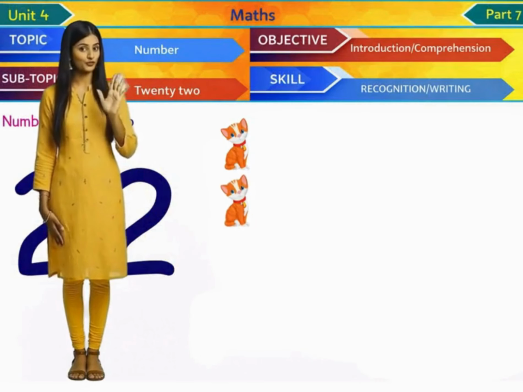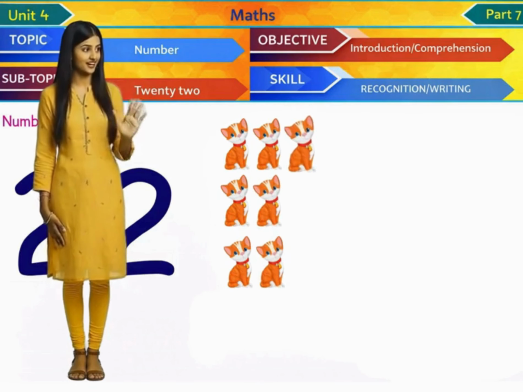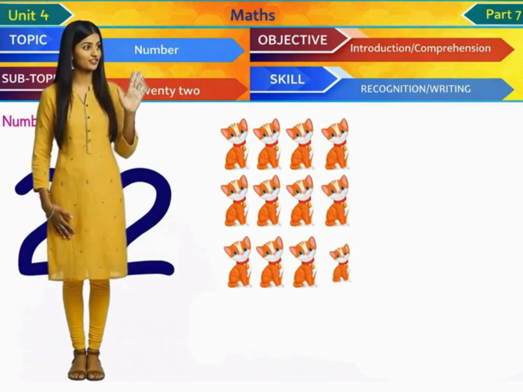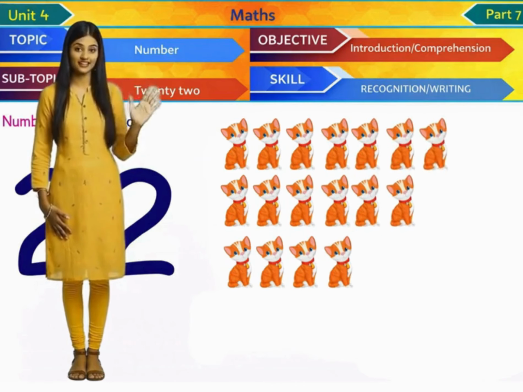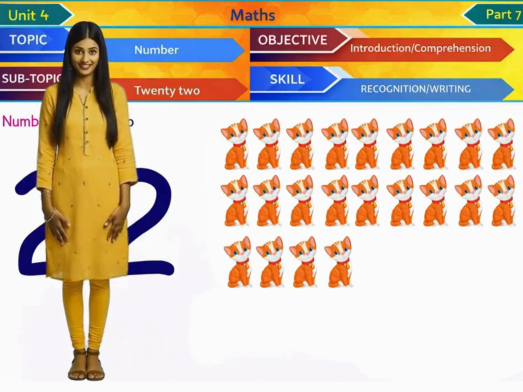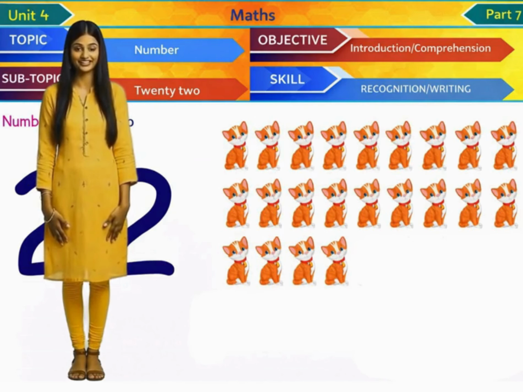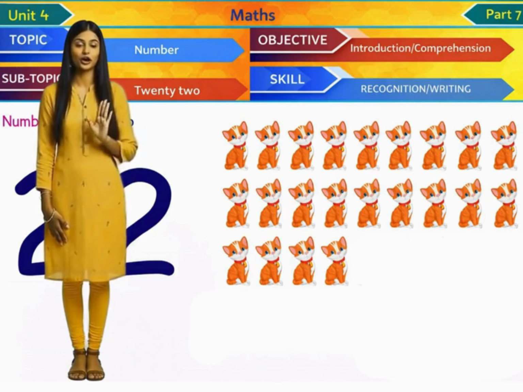1, 2, 3, 4, 5, 6, 7, 8, 9, 10, 11, 12, 13, 14, 15, 16, 17, 18, 19, 20, 21, 22. Very good. Wonderful counting everyone. This is number 22. Remember, 2 and 2 make 22.